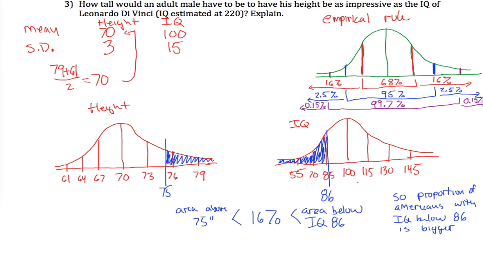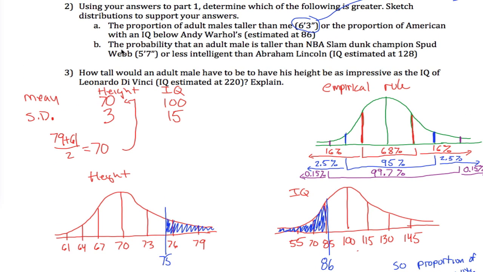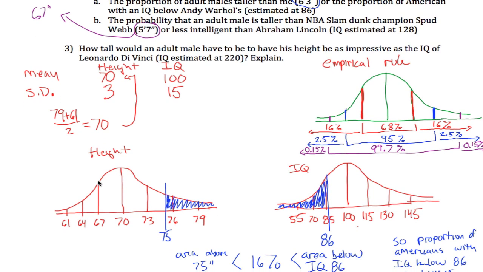All right, good news, or maybe bad news, is that I get to do that again, so maybe I can do it a little bit cleaner this second time through. Now we're talking about the probability that an adult male is taller than Spud Webb. So Spud Webb is 5 foot 7 inches, which is the same as 67 inches. There's 5 feet is 60 inches plus 7 more. So in my picture, that's exactly this right here. So here's my 67 for Spud Webb, and we're talking about all the area to the right of this.